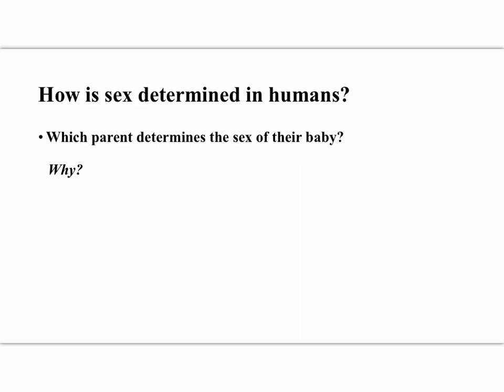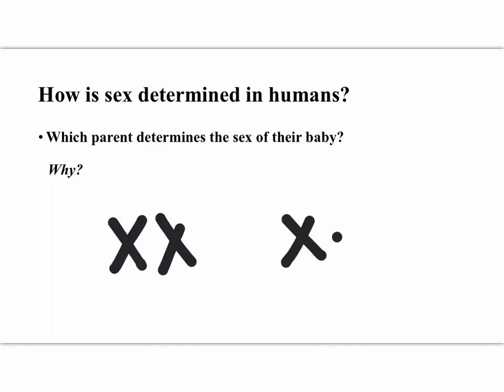Let's start by looking at sex determination in humans. For humans, sex is determined based on chromosomes. Females have two X chromosomes, while males have an X and a Y chromosome. This means that males are actually the ones that determine the sex of the baby.